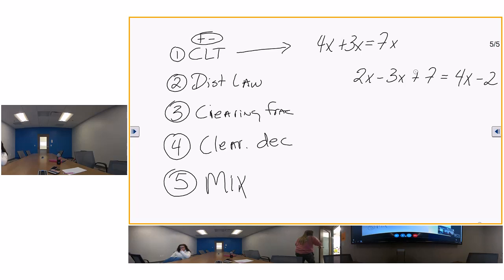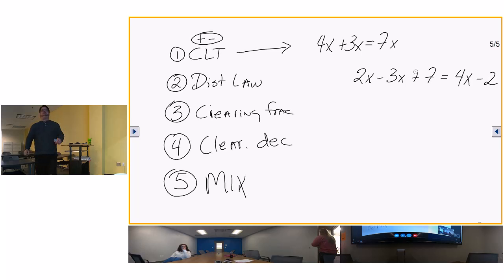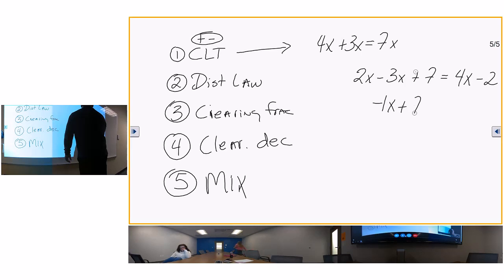So, 2x minus 3x is negative 1x. Now I'm going to show you a trick I learned in the war. Plus 7 is equal to 4x minus 2.